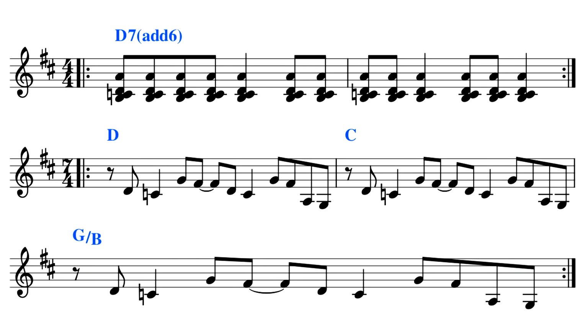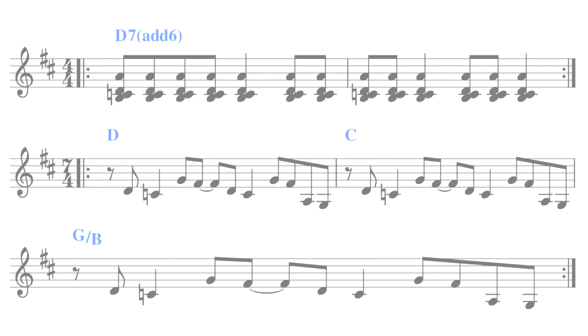Throughout Times Like These, we continue to get shifts to 4-4 before returning back to 7-4, each time once again drawing attention to the unevenness of 7-4. Very fitting for a song called Times Like These.